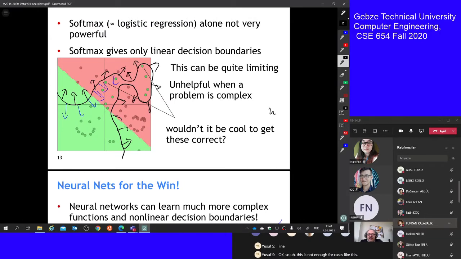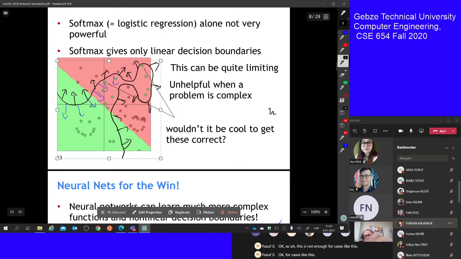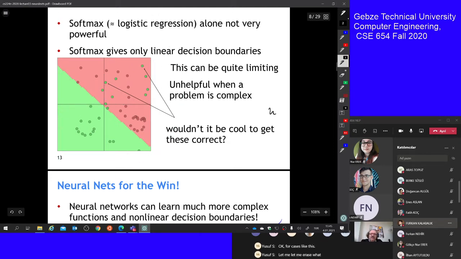Okay, so this is not enough for cases like this. Okay, for cases like this, let me erase what I have written before. Okay, linear stuff is not going to be good. Okay, softmax is not powerful enough. We need something better. Okay, we need something more powerful.